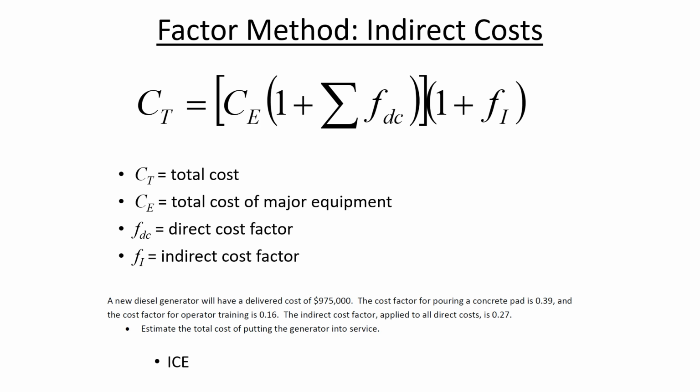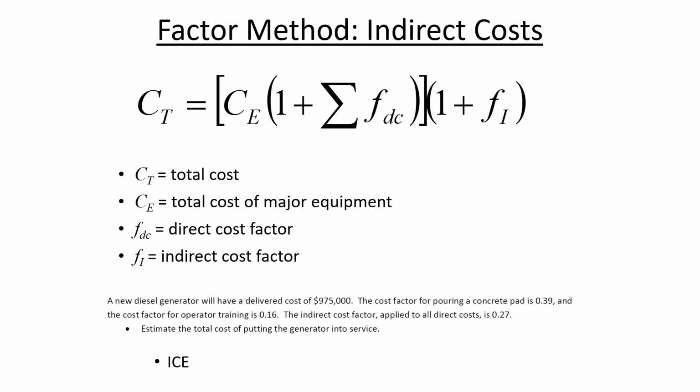So in this example, what we'd say is that the total cost C sub t is going to be the cost of the major equipment, which in this case is the diesel generator for $750,000.